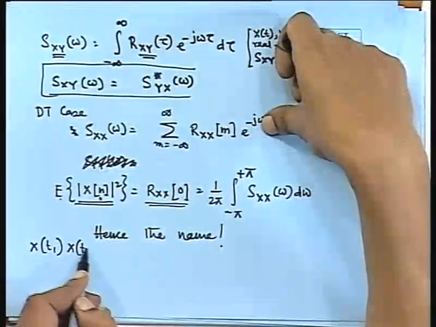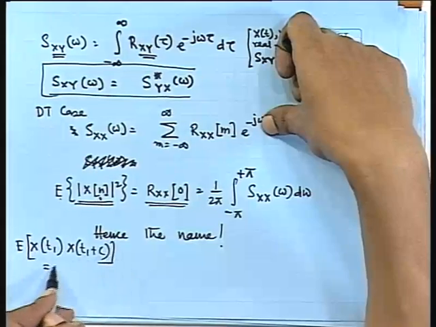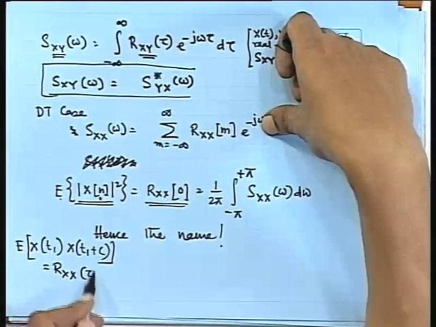Then you are doing x(t1). See, rxx tau is what? Rxx tau, you are taking the expectation of x at t1 and the same x at t1 plus tau. This is equal to rxx tau. So you put tau equal to 0, and you will get the expectation of x(t1) square, and this holds for any t1. So if you want to get the power of the signal, it is nothing but rxx 0.